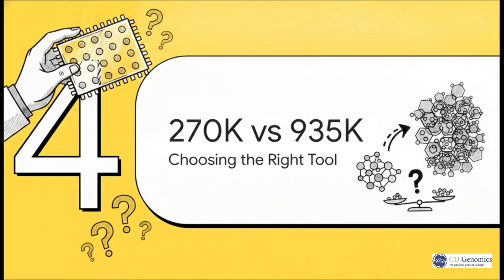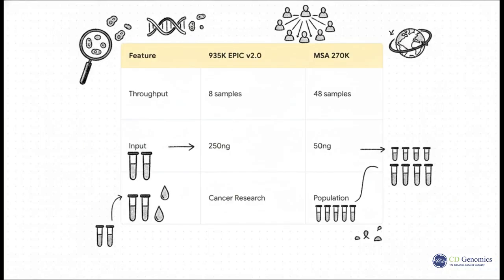All right, Section 4, comparing the 270K and 935K arrays. How do you choose the right tool? This is a critical dilemma when you're designing a new study. Which array is actually better for your goals? The trick here is remembering that more isn't always better. It entirely depends on your application.